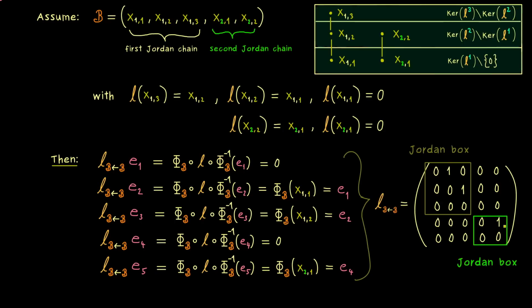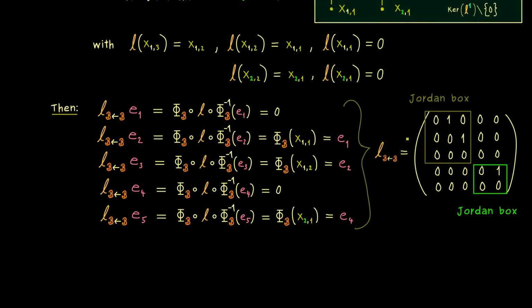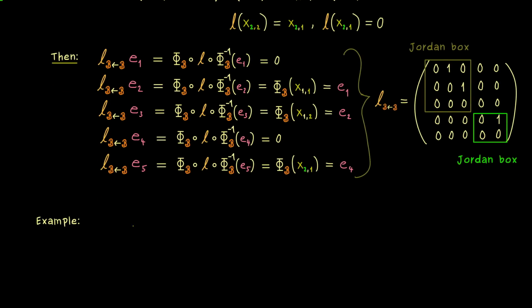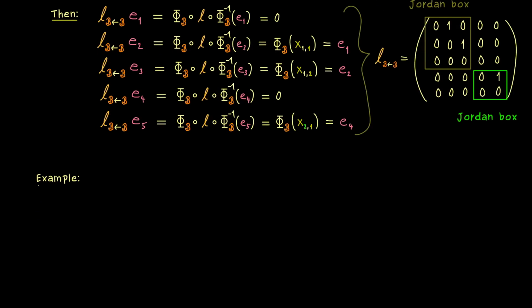So we know that the size of the box has to be equal to the length of the chain. Moreover, you should also see that we have the 1s above the diagonal because of these connecting equations. This is the reason why we have to choose the basis in this way to get out this special form for the Jordan boxes. Okay, now with that general explanation out of the way, let's look at an explicit example for a matrix.